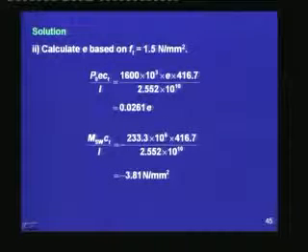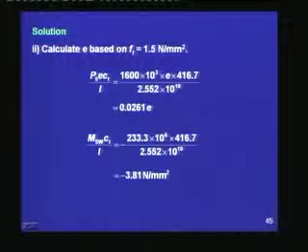Let us now calculate E based on the tensile stress at the top. For the tensile stress at the top, the uniform component is already known, which is minus 6.67. The component due to the eccentricity of the pre-stressing force is equal to P0 times E times CT divided by I, and here CT is equal to 416.7, and we get an expression of this component equal to 0.0261 times E.